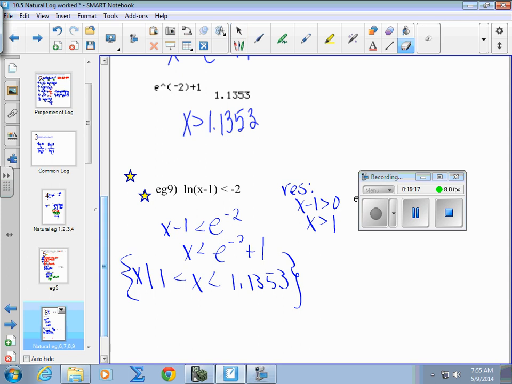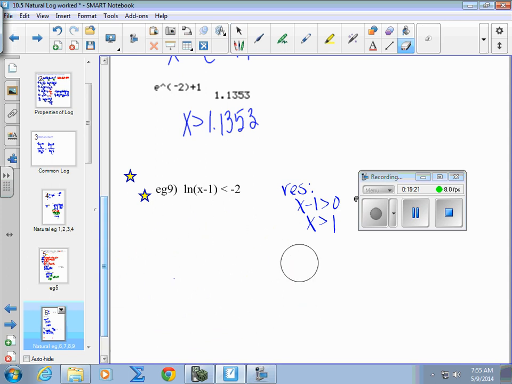All right, so let's look at the next one. It is a logarithmic function, so we need to consider the restrictions. Remember that for a logarithmic function, the domain is made up of all positive real numbers. So we're going to say x minus 1 is greater than 0, or x is greater than 1. Always greater than, because the domain is made up of all positive real numbers. 0 is neither positive nor negative.